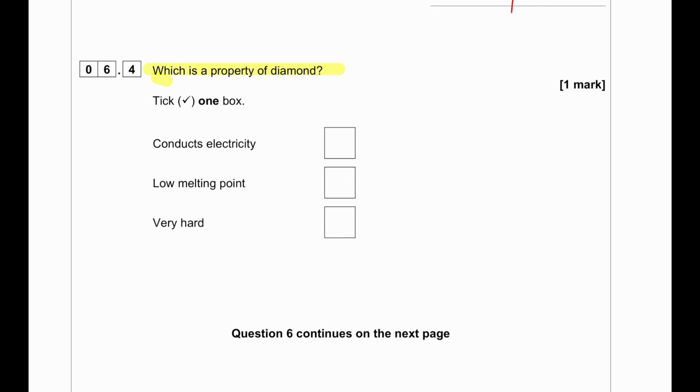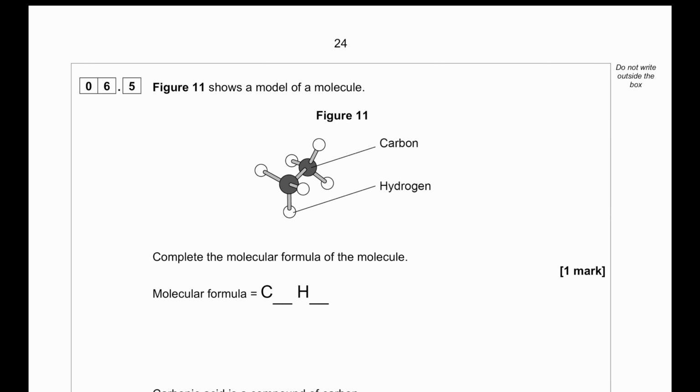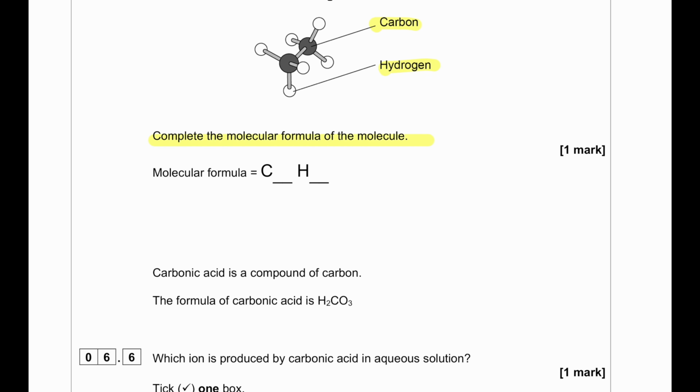Which is a property of diamond? Diamond does not conduct electricity, it does not have a low melting point, but diamond is one of the hardest materials known to man. Figure 11 shows a model of a molecule. We can see carbon, we can see hydrogen. Complete the molecular formula of the molecule. So let's count the number of carbon. There are 2 carbons, and we can see a total of 1, 2, 3, 4, 5, 6 hydrogens.